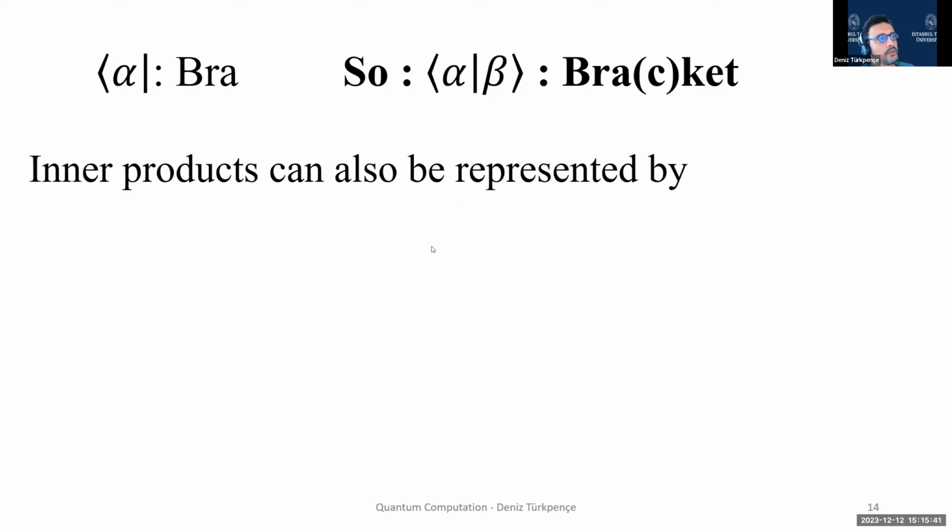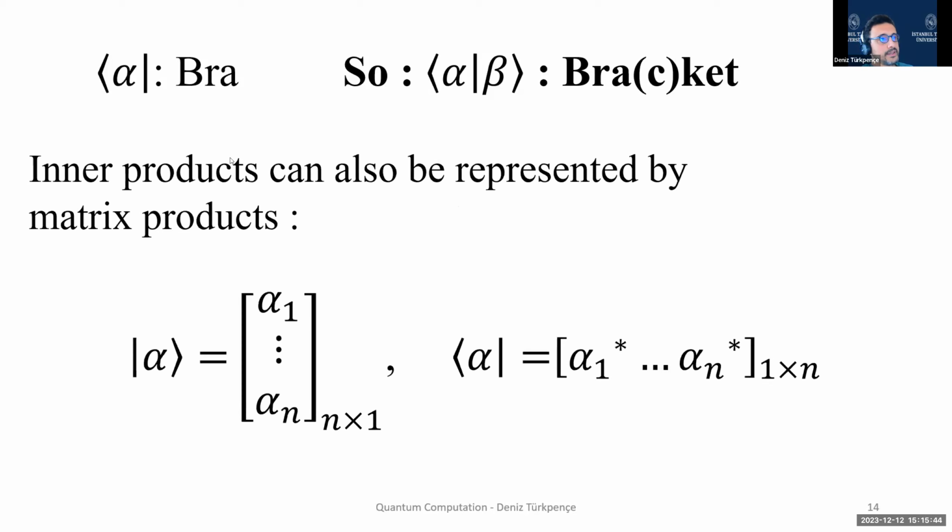Inner products can also be represented by matrix products, okay? Because these vectors have matrix representations. So if this is a vector initially represented in the first slide, the bra is in fact represented by its transpose and conjugate form, okay? We have an n-by-one dimensional column vector, and its bra in matrix form is represented by one-by-n. In fact, it's the transpose, but all the complex elements are in their complex conjugate form, okay?